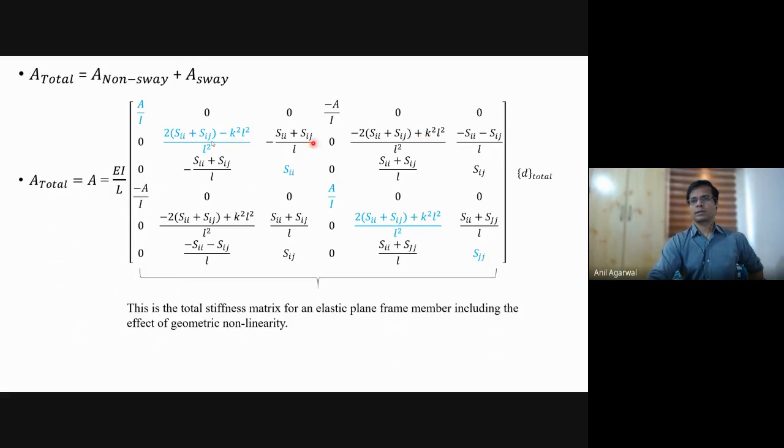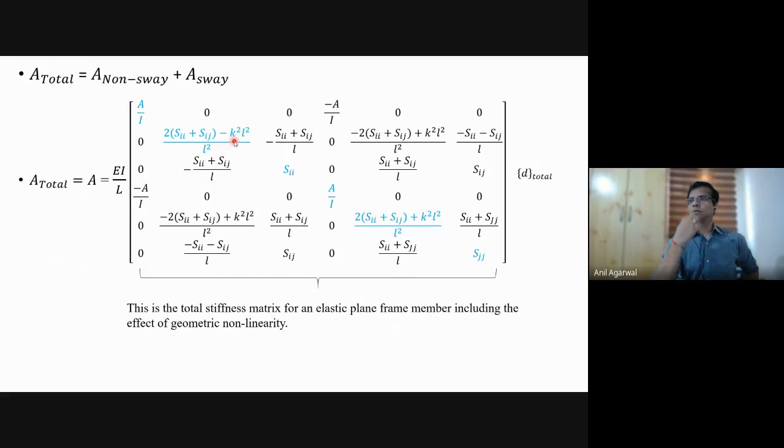Okay. Likewise, the term 2,2 is affected, 2,5 is affected, which will have K square L square. 5,2 is affected, and 5,5 is affected. So they have additional terms of plus or minus K square L square. Okay. So this is the total stiffness matrix, which includes the effect of non-sway and sway both. Okay. So basically, this is the generic matrix.